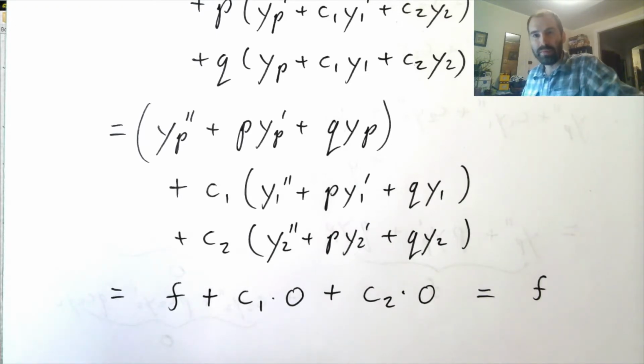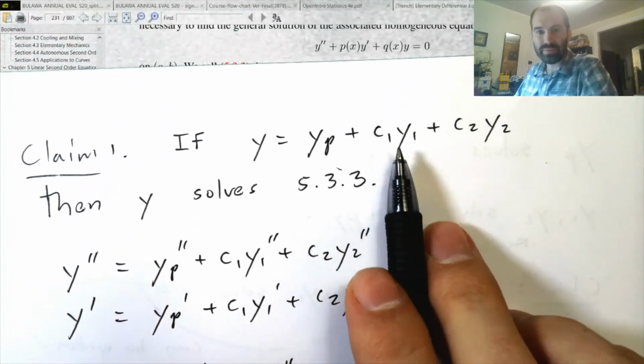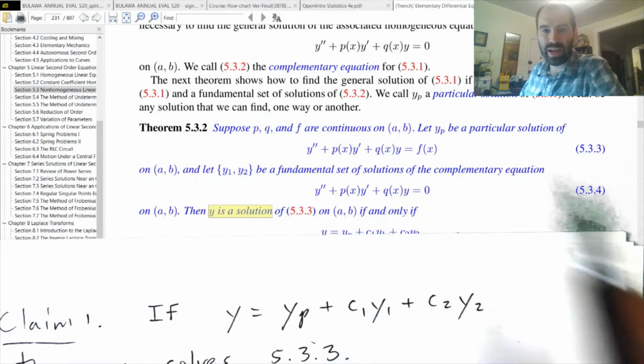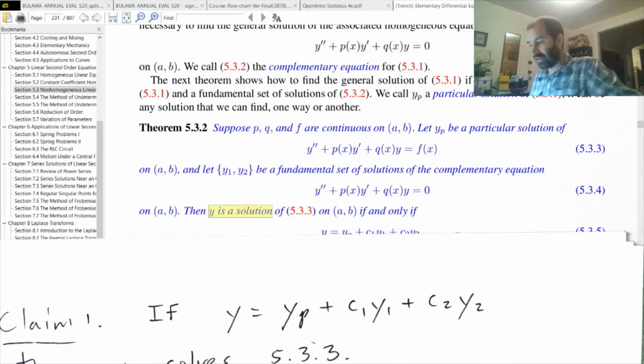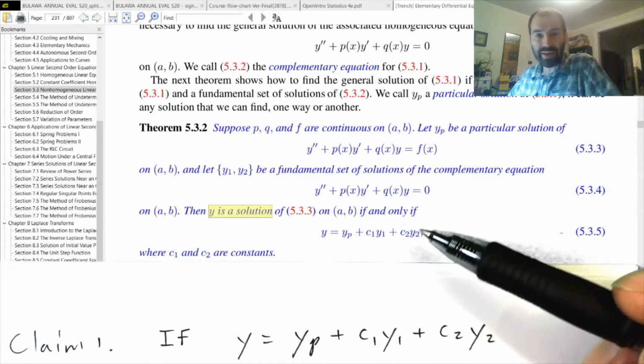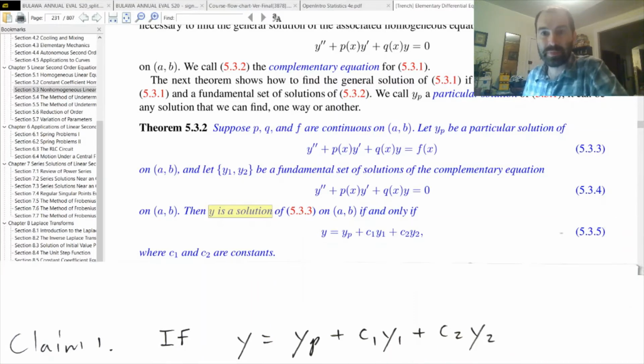We proved that when you plug this guy into this differential equation, on the left-hand side, you get f. And so it solves it. All right, so we have proven claim 1. That's 1/2 of the theorem. If we're of this form, then you're a solution.